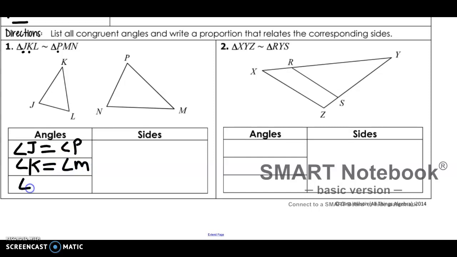Then the last one, angle L is congruent to angle N. Now let's do our sides. This one's a little bit different. We're going to do our proportions.